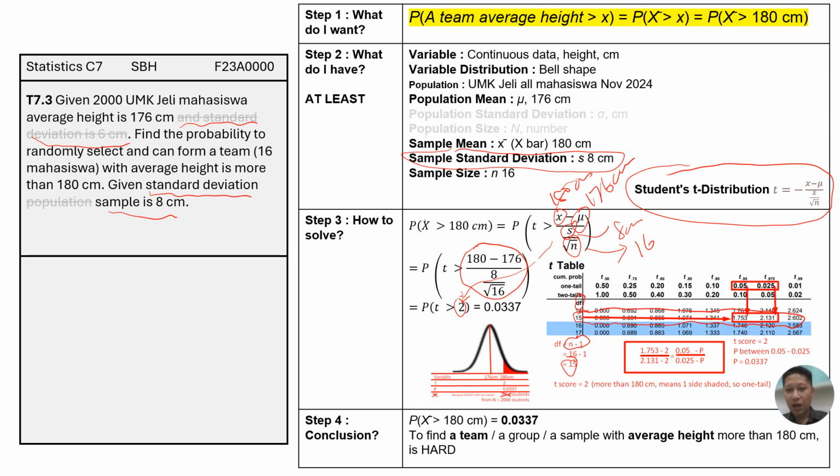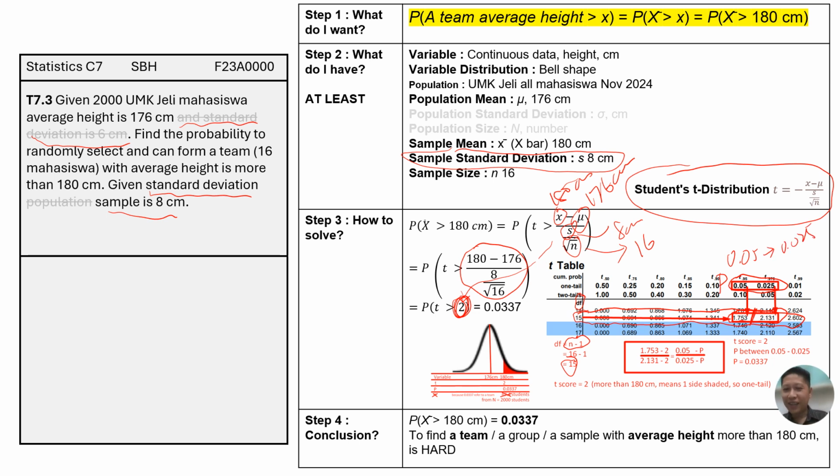Next one is, what is our T? Our T is number 2, exactly 2.000. 2.000 is in between here. It's between 1.7 up to 2.1. Somewhere here. Means that later on, our P will be between this number 0.05 until 0.025.